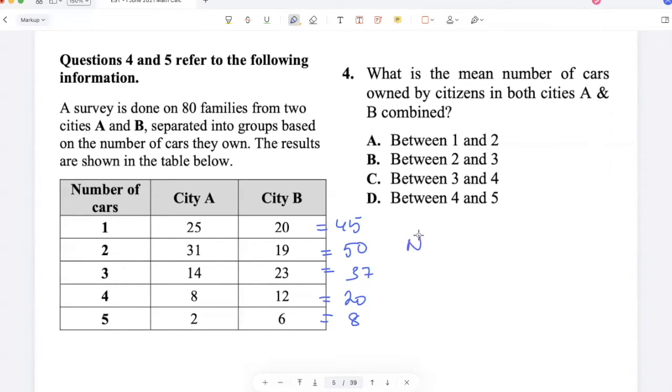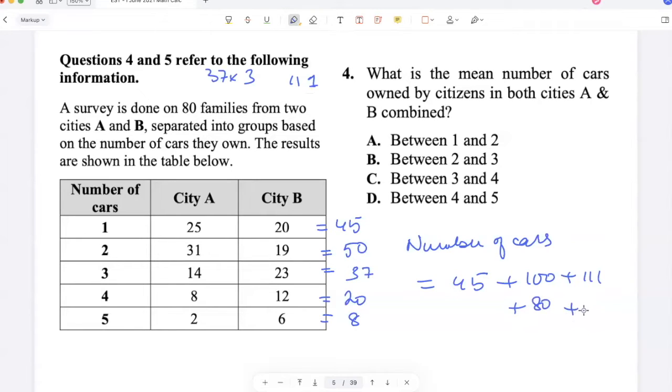So total number of cars in both cities would be 45 into 1, which is 45, 50 into 2, 100, 37 into 3. What is 37 into 3? 111, plus 20 into 4, 80, plus 8 into 5, 40. So that's, let's plug that in. 45 plus 100 plus 111 plus 120. So that's 376.